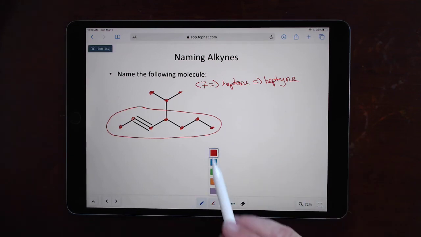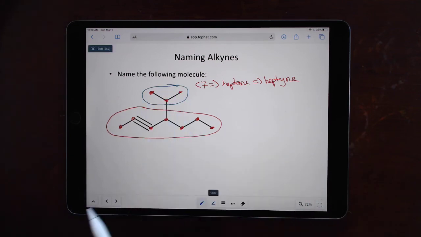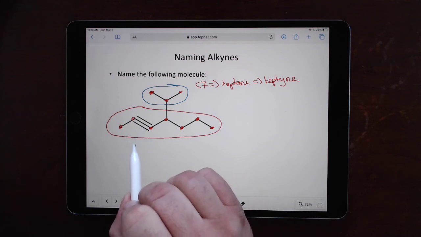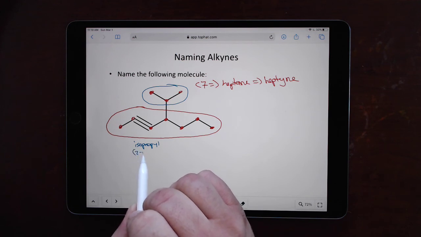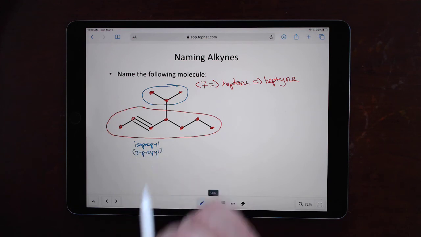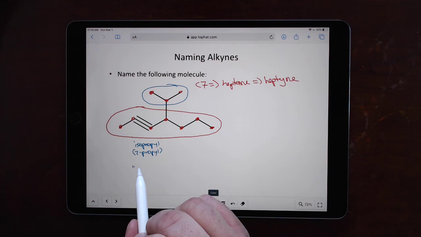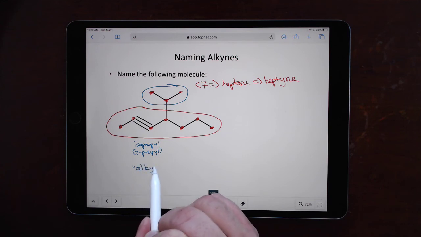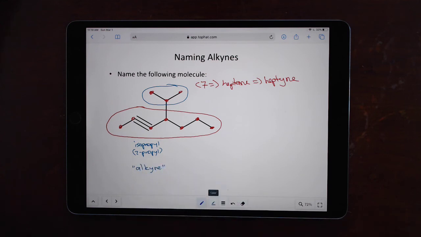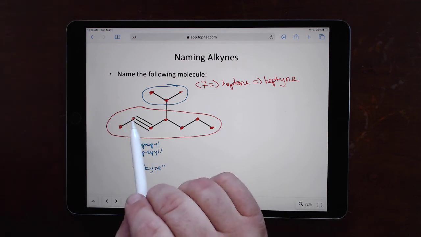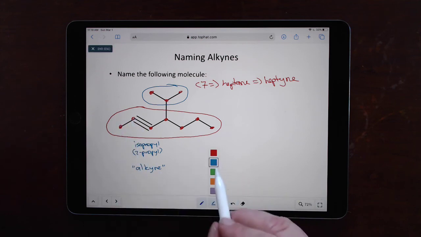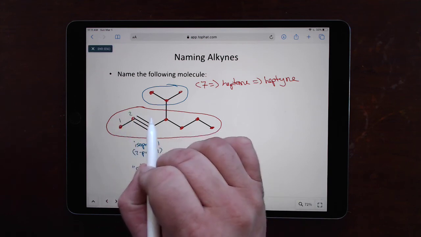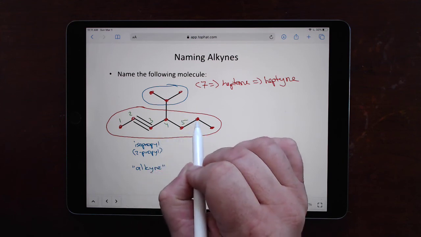Okay, so the side chain is going to be this guy here. So it's either going to be an isopropyl or a 2-propyl. And then we're also going to have to include where that alkyne starts: carbon 1, carbon 2, carbon 3, wherever. Again, the end closest to where the alkyne starts is going to be carbon 1, so the numbering has to start 1, 2, 3, 4, 5, 6, 7.